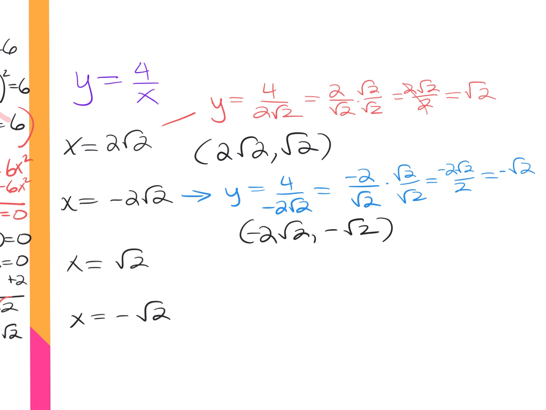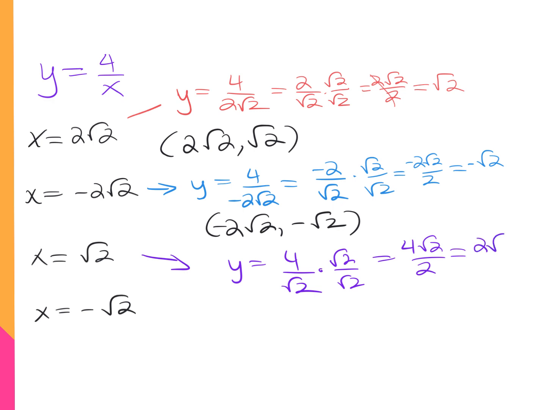Got to do it again now with this next x value. So here, y equals 4 over the square root of 2. Again, rationalize. 4 square root 2 over 2. I can simplify the 2 outside numbers, and it's 2 square root 2. So my next solution: square root 2, and then 2 square root 2.